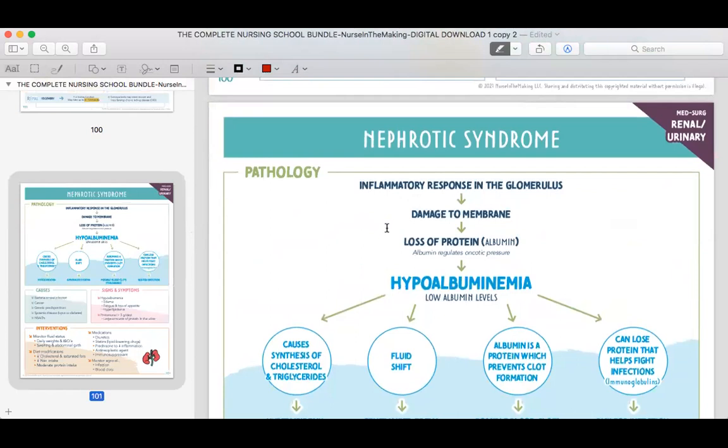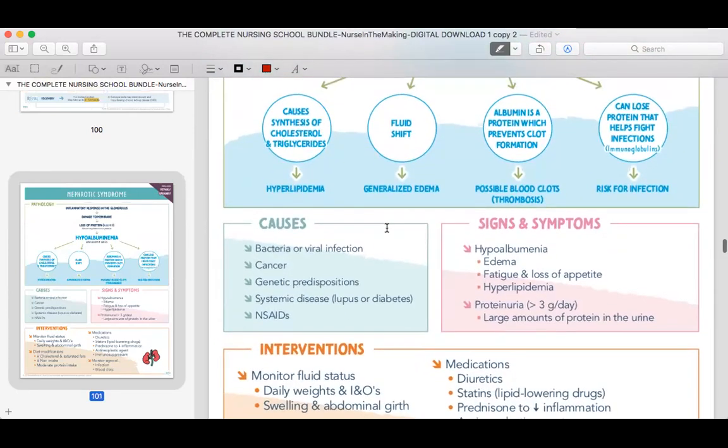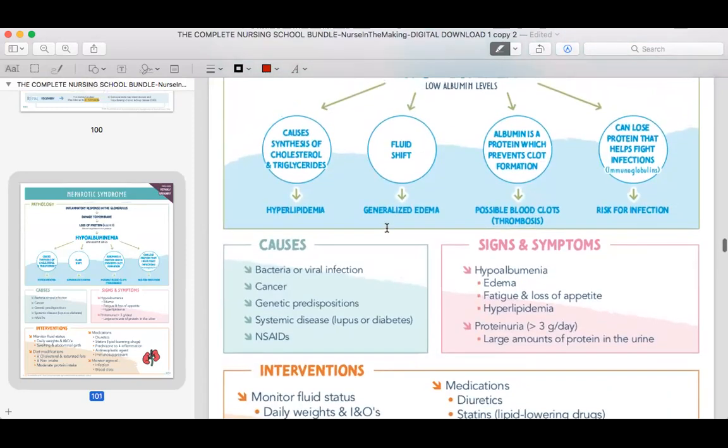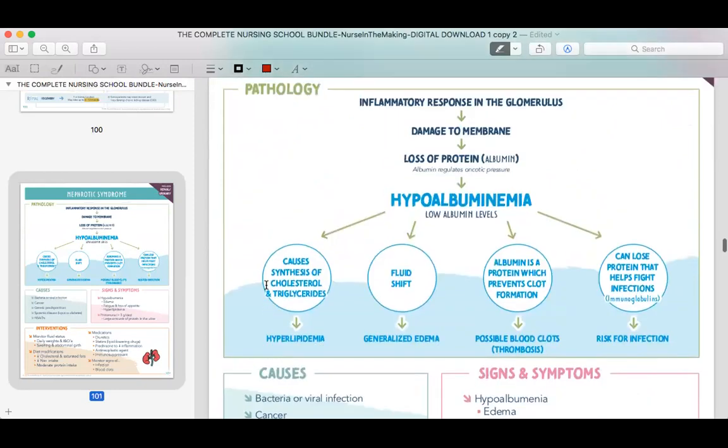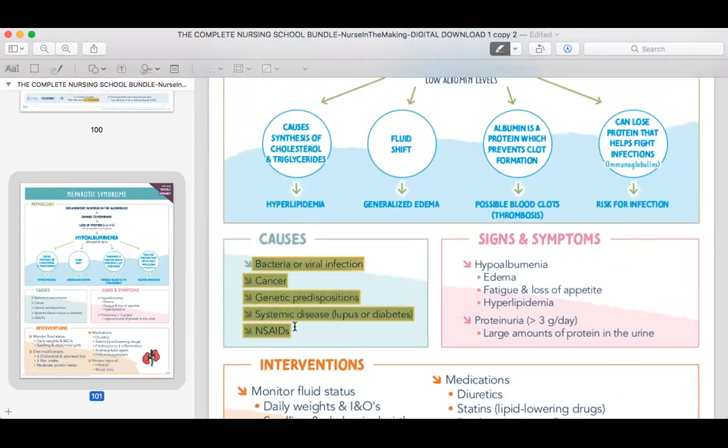Nephrotic syndrome, you definitely gotta know nephrotic syndrome. Definitely know that it is caused by all these things. But bacterial infection, I would say, is the most important one to know out of all these. You definitely need to know your signs and symptoms. They're gonna have low albumin, edema, fatigue, loss of appetite, hyperlipidemia, but I would say low albumin and edema.